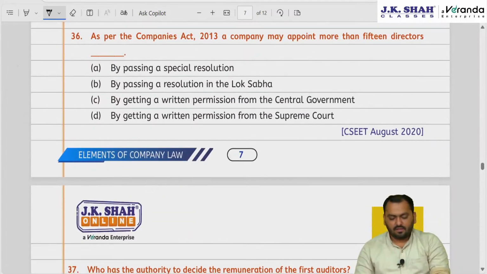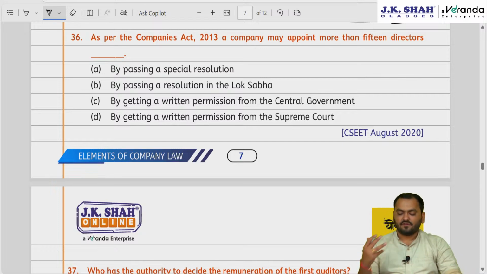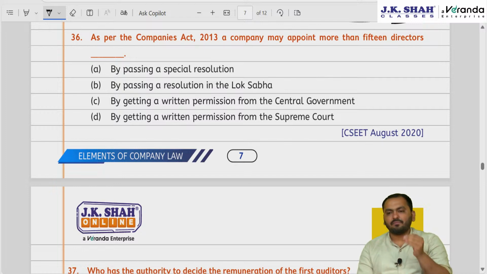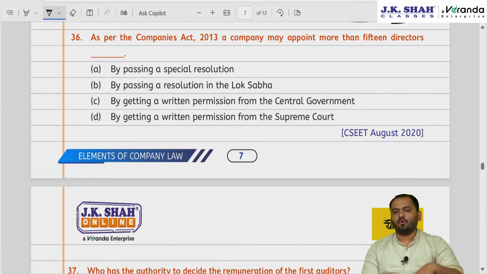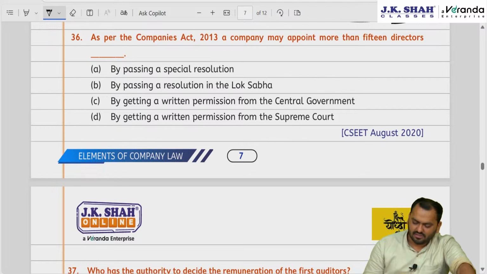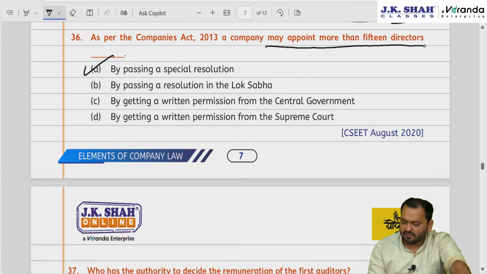Let's go. Next, as per Companies Act 2013, a company may appoint more than 15 directors dash. Today in the previous questions we have already revised this. You all know that the maximum number of directors a company can appoint is 15. If a company wants to appoint more than 15 directors, it is required to pass a special resolution, that is a special approval of the members of the company. So by passing a special resolution, the answer is option A.